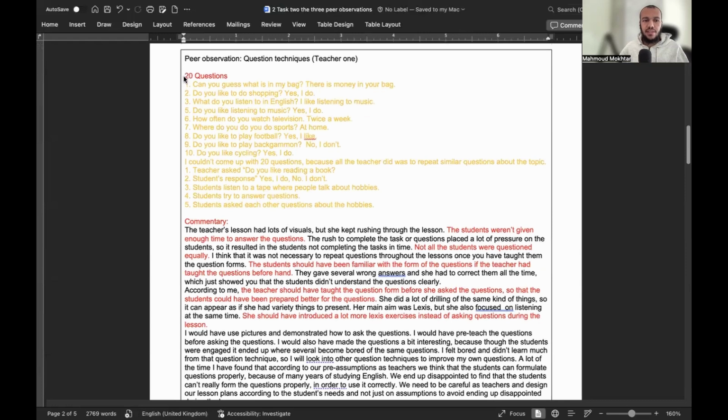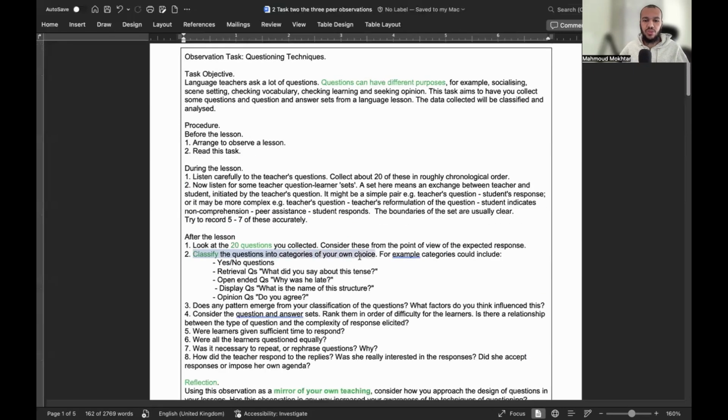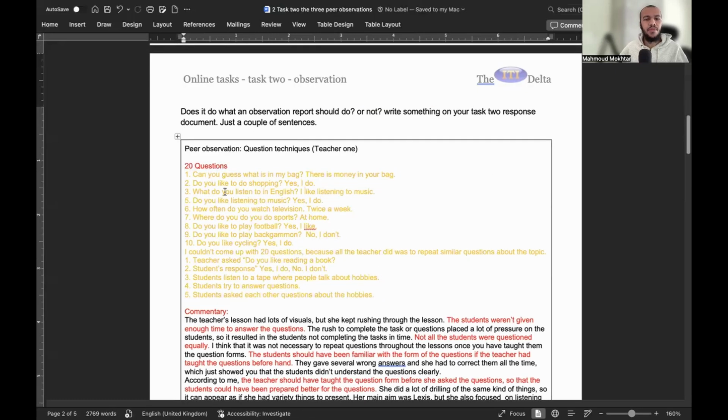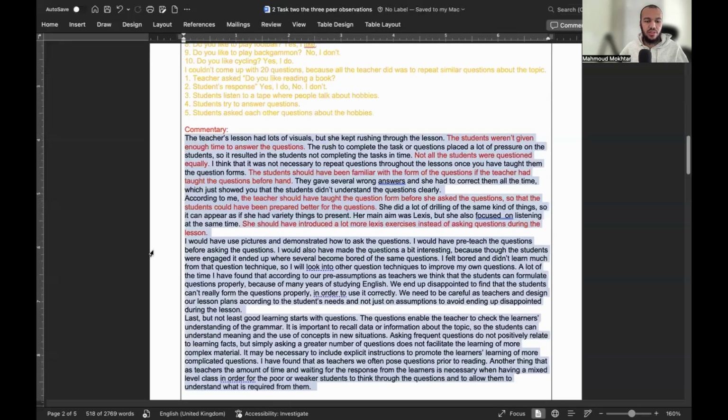Teacher 1 did list the 20 questions, but no categories. In the task, we are asked to classify the questions into categories of your own choice. For example, it could be like this. That's one thing. Second thing, if we look at the word count here, it's 160 something, and that's taken out of the 750 words. That makes the commentary 500 something, which is not really expected or asked from you. You need to write no more than 750 words, but to be pure comments.